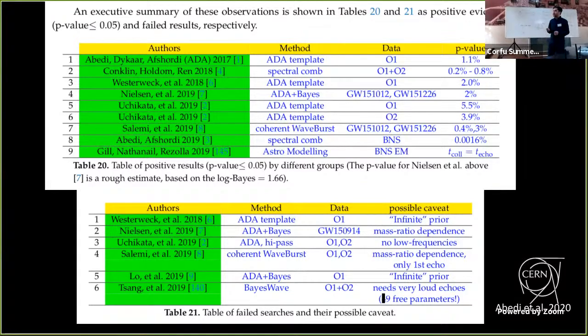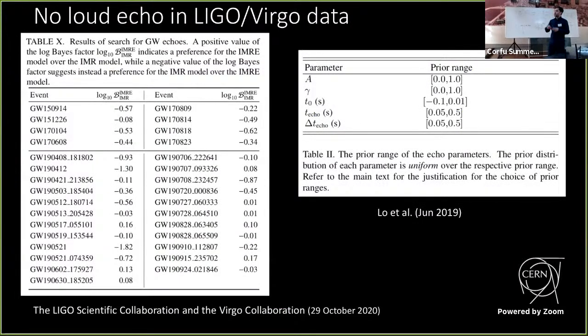There is a paper by the LIGO collaboration looking at most of the significant events, and they were using a prior range that was not as physical as the priors we were using. As you see, the time delays between echoes are fixed for all the events, which is not reasonable, because different events have different masses. But anyway, they were not finding significant echoes, and the short answer why is that there is no loud echo in LIGO and Virgo data.